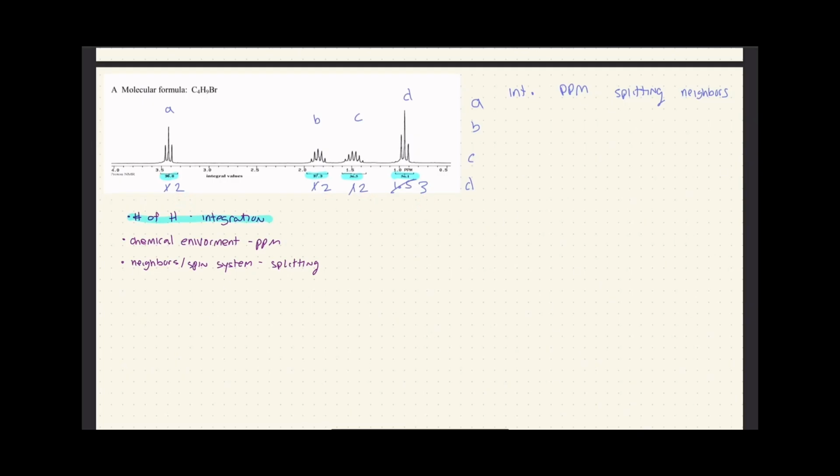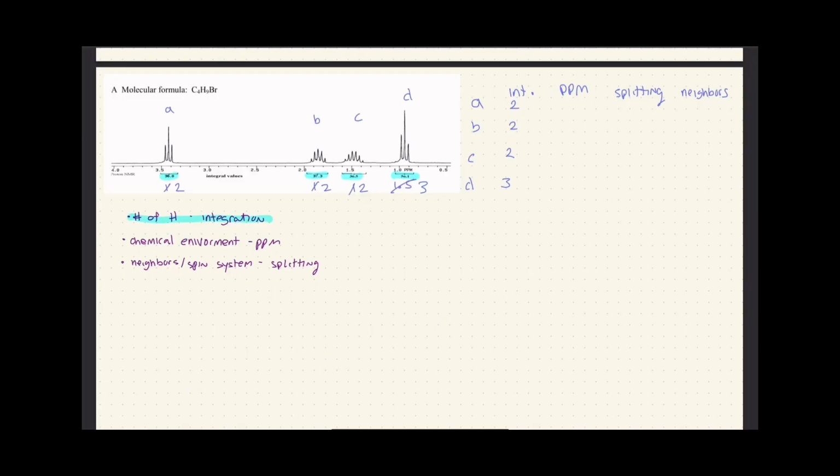So if I'm looking at peak A, it has an integration of 2. That means that I have a CH2. If I'm looking at the integration of B and C, they're also 2. So these would also be CH2. And if I'm looking at the integration of D, I see that that is 3. So that would be a CH3.